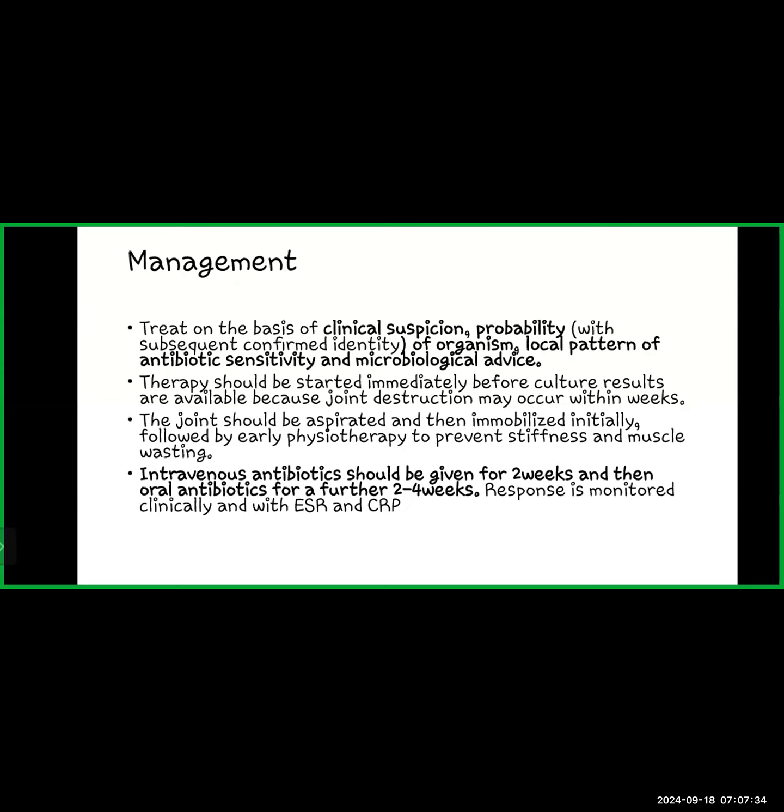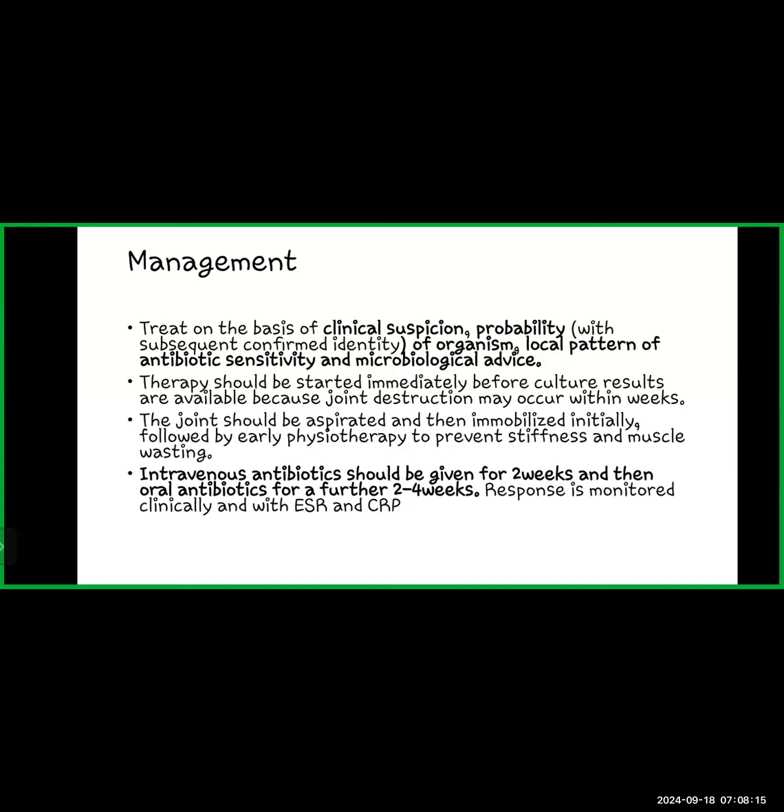In managing this patient, treat on the basis of clinical suspicion and probability, with subsequent confirmed identity of the organism, local pattern of antibiotic sensitivity, and microbial advice. Therapy should be started immediately before the culture results are available because joint destruction may occur within weeks. The joint should be aspirated and then immobilized initially, followed by early physiotherapy to prevent stiffness and muscle wasting. Intravenous antibiotics should be given for 2 weeks and then oral antibiotics for a further 2 to 4 weeks, giving a total of 6 weeks.